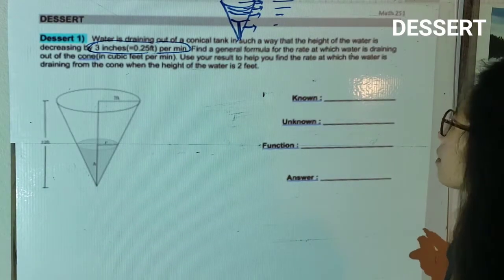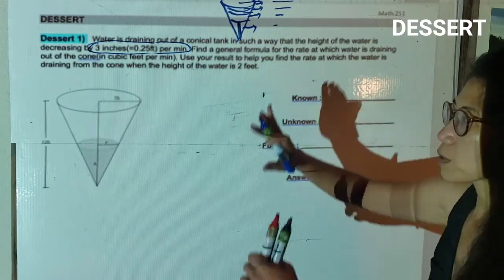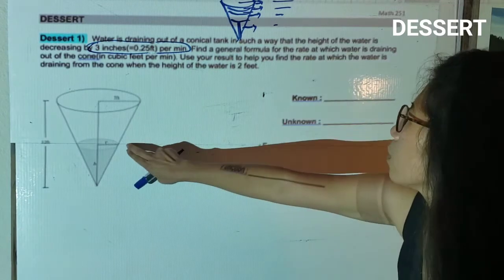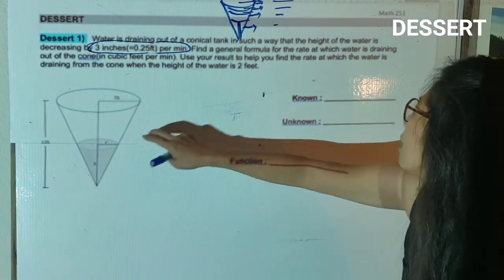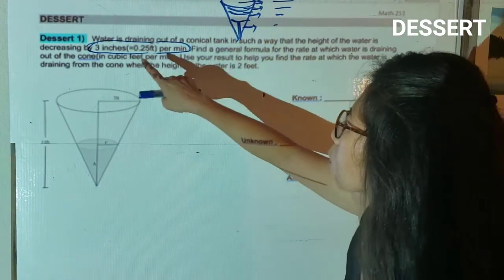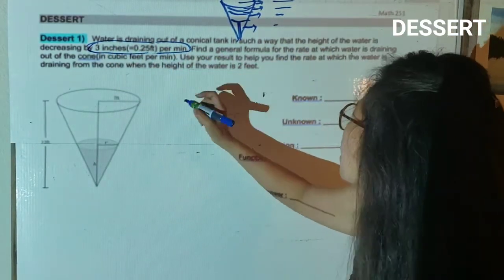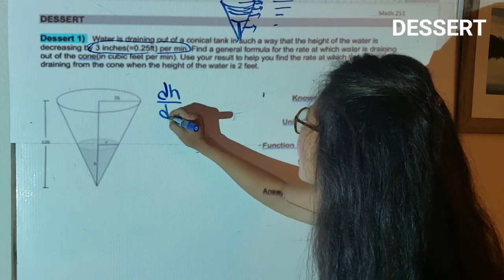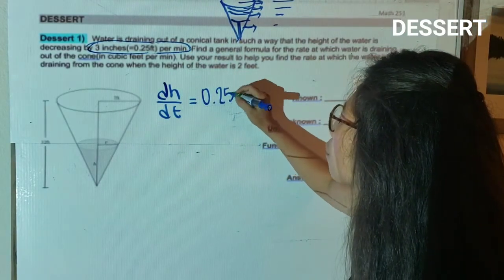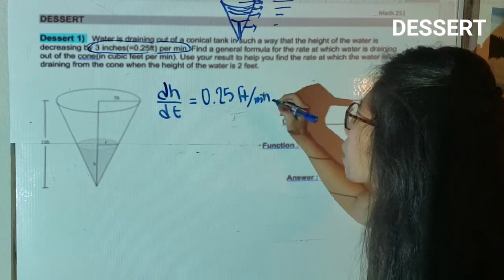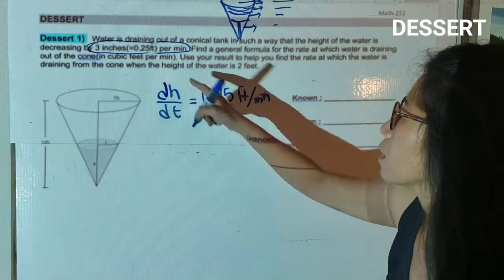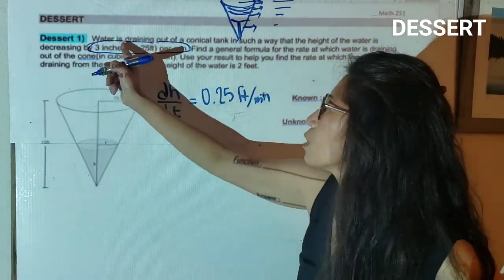So go back, and now I'm going to organize my thoughts, because I have a little idea. The water is draining out of the conical tank. Then the height of the water is decreased by 3 inches, so 3 inches per minute. So I see that dH/dt is 3 inches, which is 0.25 feet per minute. Why am I changing to feet? Because I see that my radius and height are using feet, so I cannot mix up the units here.